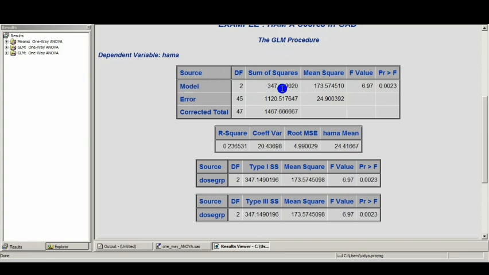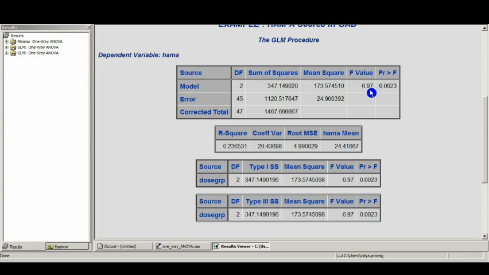Then it gives you the sums of squares. Total sums of squares are here. This is the model sums of squares or SSB in our slide. If you subtract this from the total, you will get this. This is the error sum of squares. You divide this quantity by degrees of freedom, you get the mean sum of squares between, and mean sum of squares within by dividing it by this, and then you take the ratio of these two and compute the value of F. So the value of F is 6.97. This is the test statistic for analysis of variance.